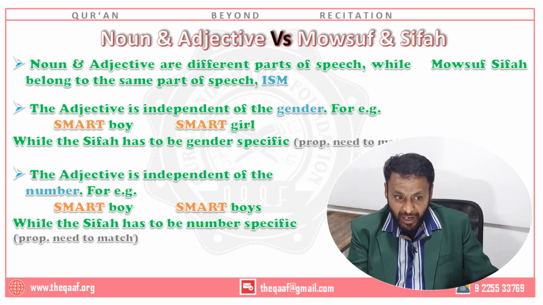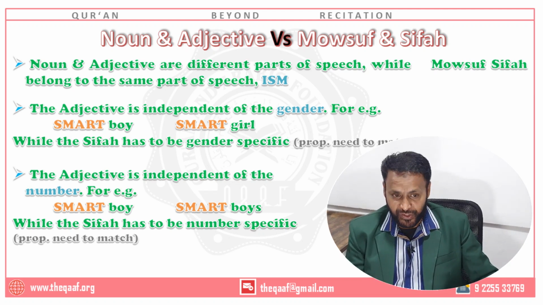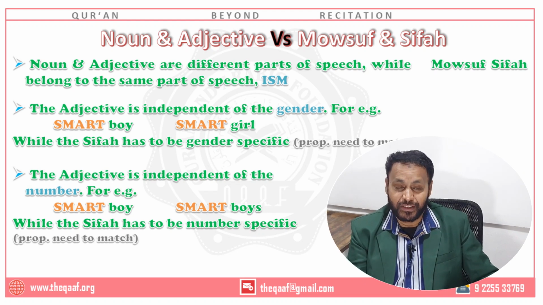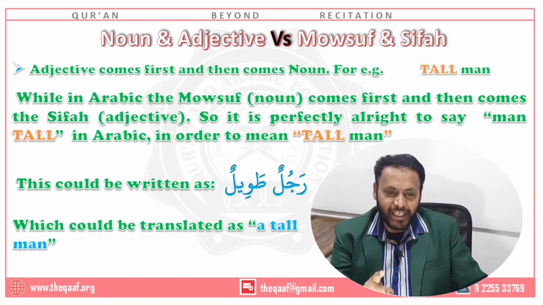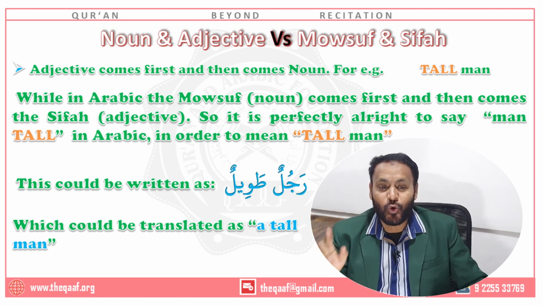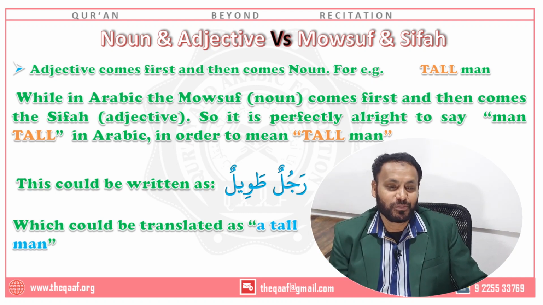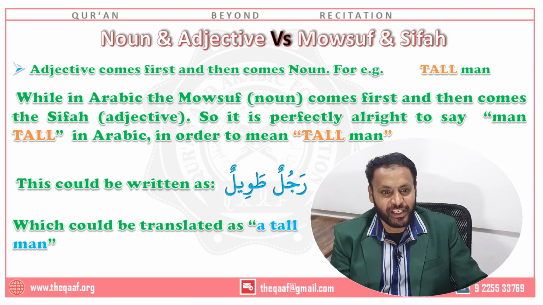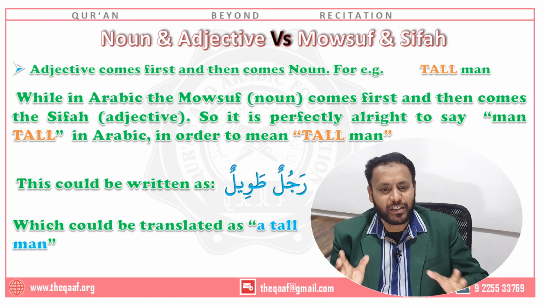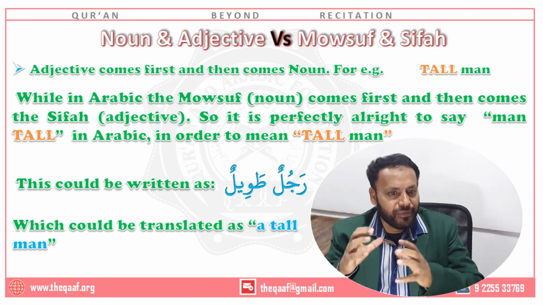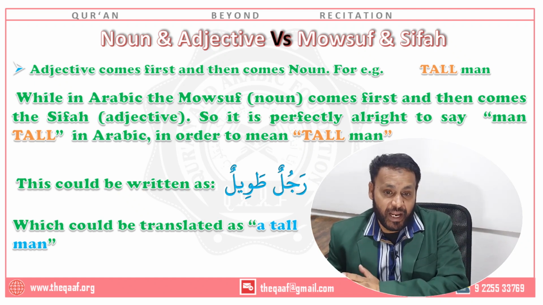So our Arabic sifas are dependent upon the gender and the number, which is not the case in English. Also, English and Arabic are different parts of speech. One more difference between these two concepts, and that is a major one. What is that? In English, the adjective always comes first and then comes the noun. Red rose: red is the adjective, rose is the noun. Tall building: tall is the adjective. Smart boy: smart is the adjective. The adjective comes first, then comes the thing that is being described.